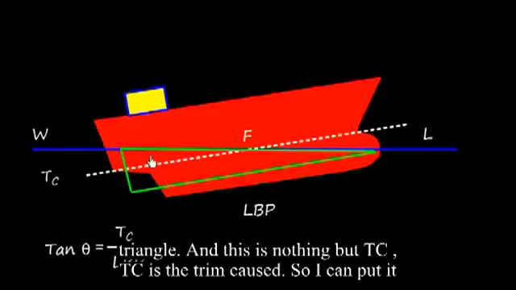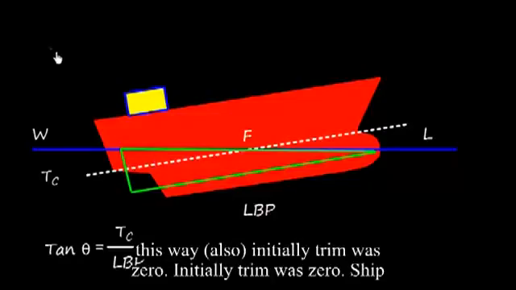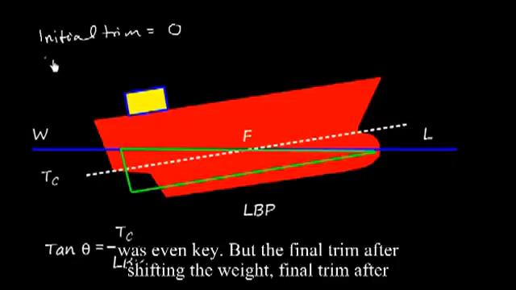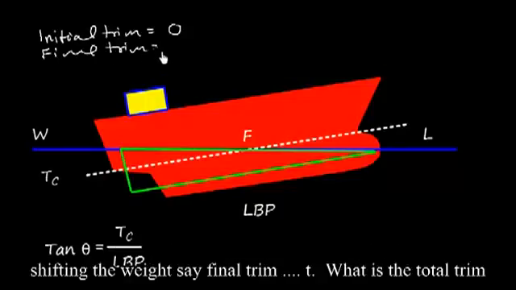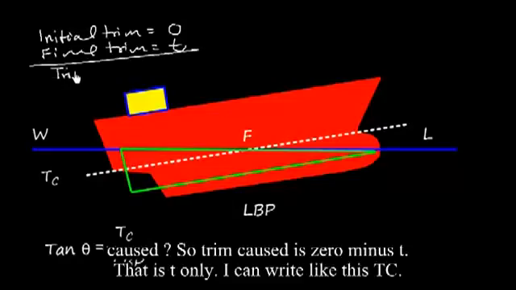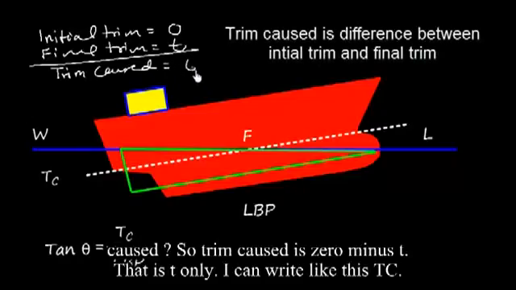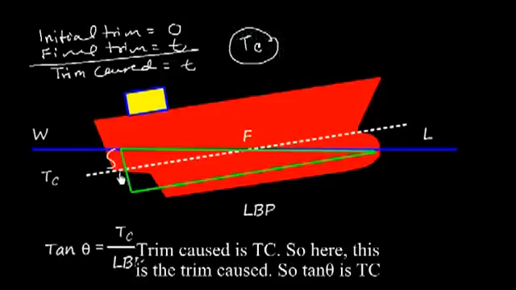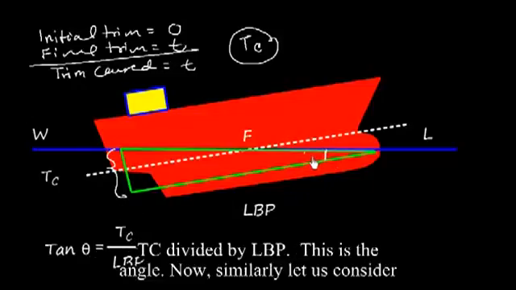TC is the trim cost. So I can put it this way also. Initial trim was 0. Ship was at even keel. But the final trim after shifting the weight, say final trim was T. So what is the total trim cost? Trim cost is 0 minus T, that is T only. I can write like this: TC is the trim cost. So here this is the trim cost. So tan theta is TC divided by LBP, where this is the angle.